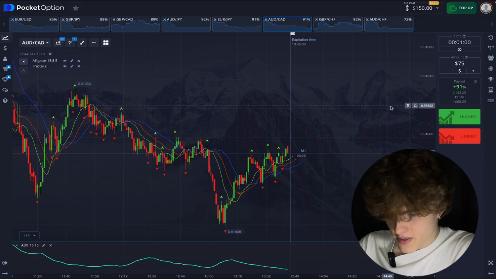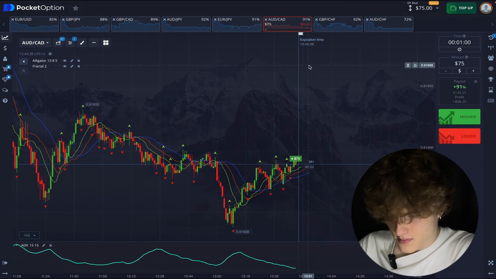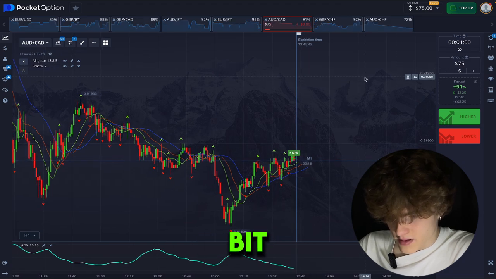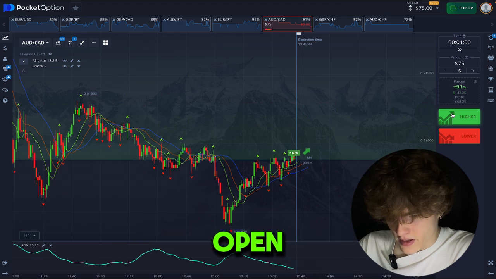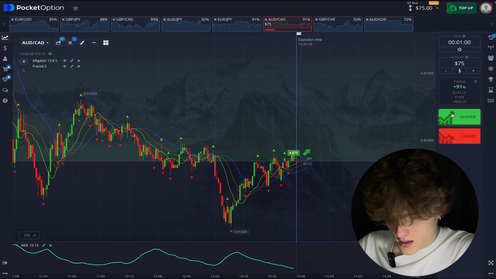So, and here we'll open the first position on the upside in the direction of the actual trend dynamics. If the candle goes a little bit lower now, I will immediately open another trade, also on the upside. So let's highlight the working area.